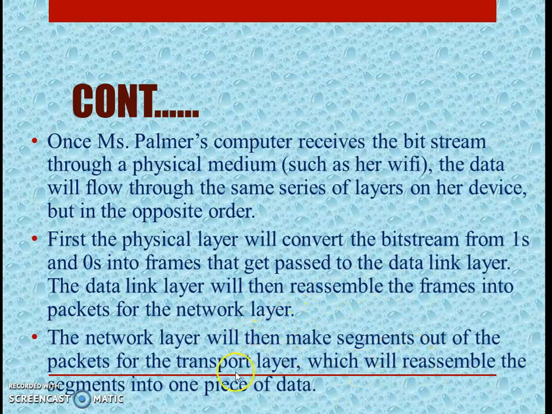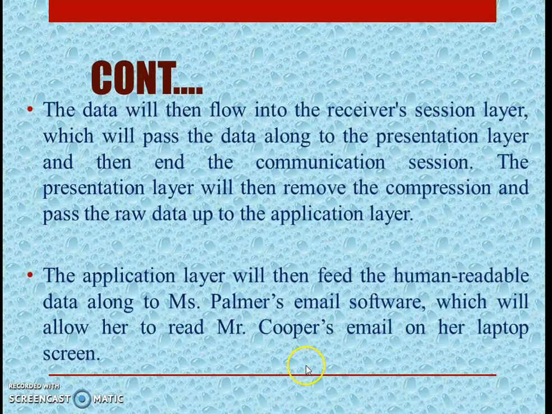From the network layer, segments out of packets go to the transport layer, which will reassemble the segments, and then it reaches the session layer and then the presentation layer. At the end, in the presentation layer, the compressed data is removed, that is, the data is uncompressed, and then it is given to the application layer. Then only the receiver receives that mail. That is the process done in the OSI model.